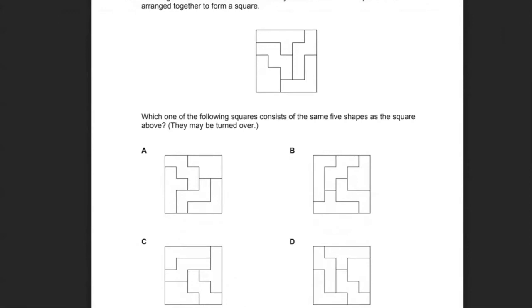That's quite important. So we know they can be turned over, as in flipped up, flipped down, flipped to the left, flipped to the right, okay? So there can be a lot of flipping, or what we also know as reflecting.